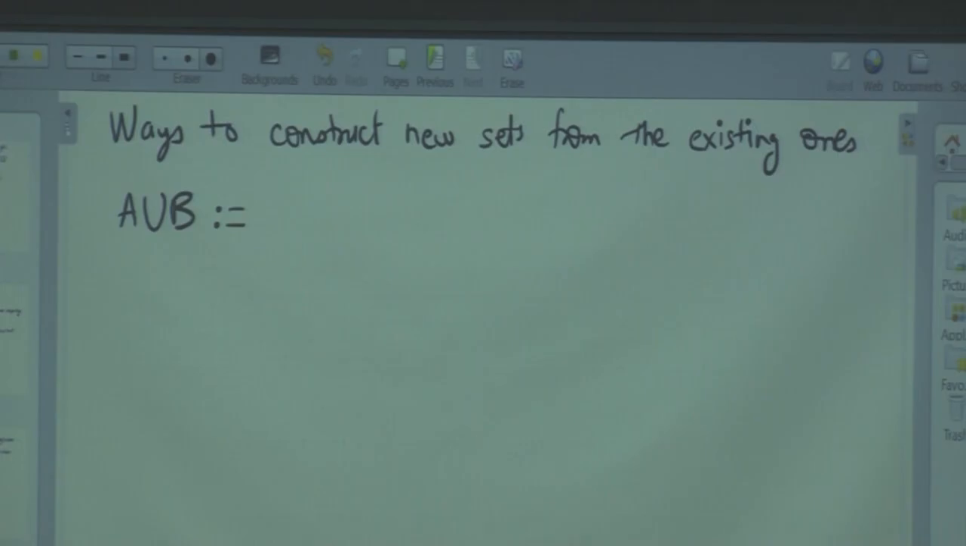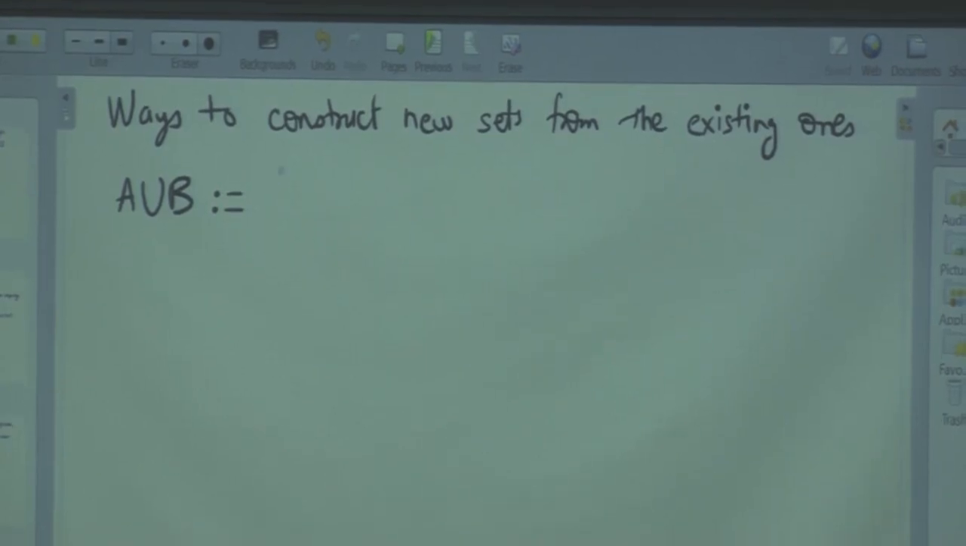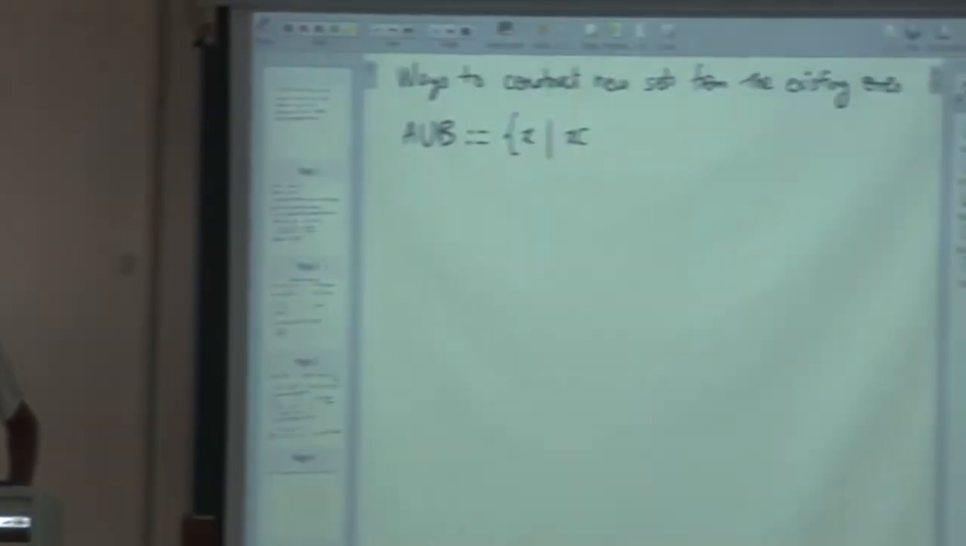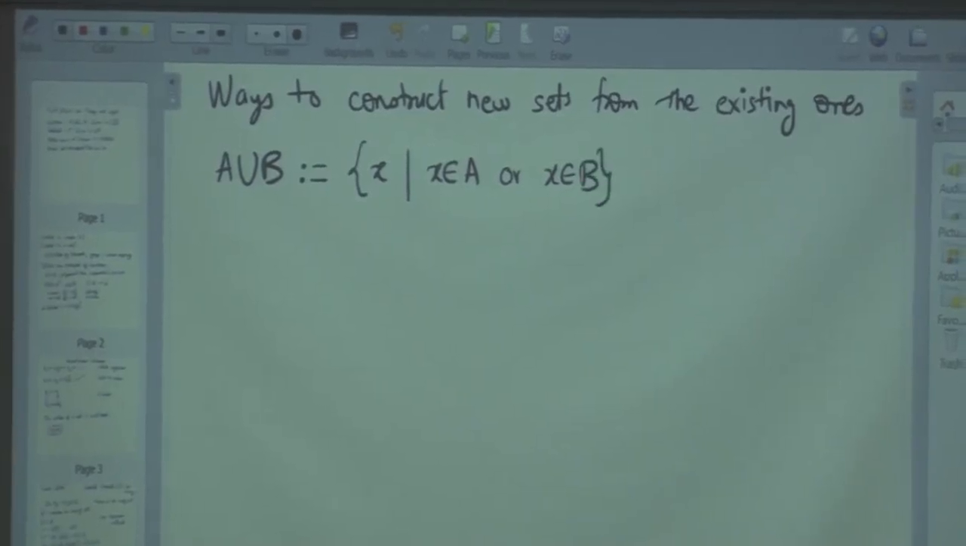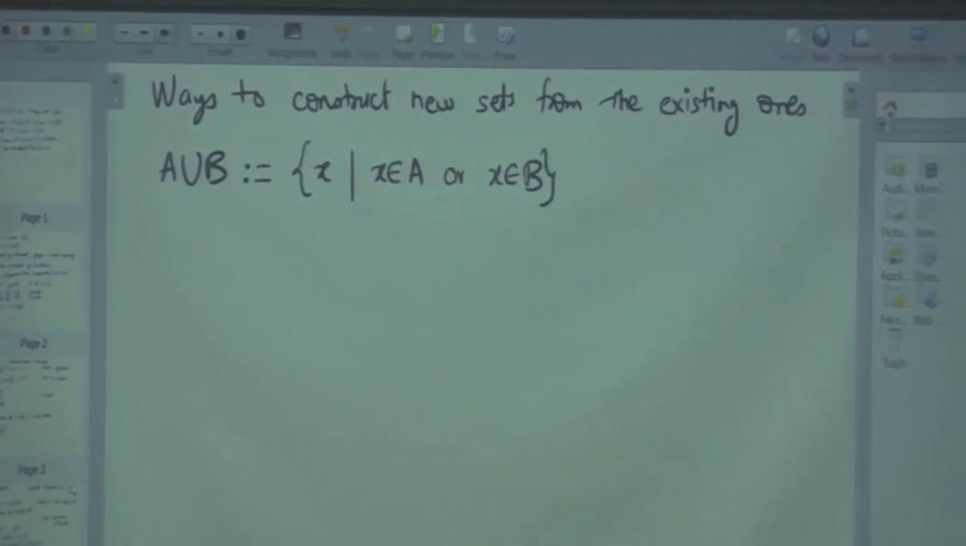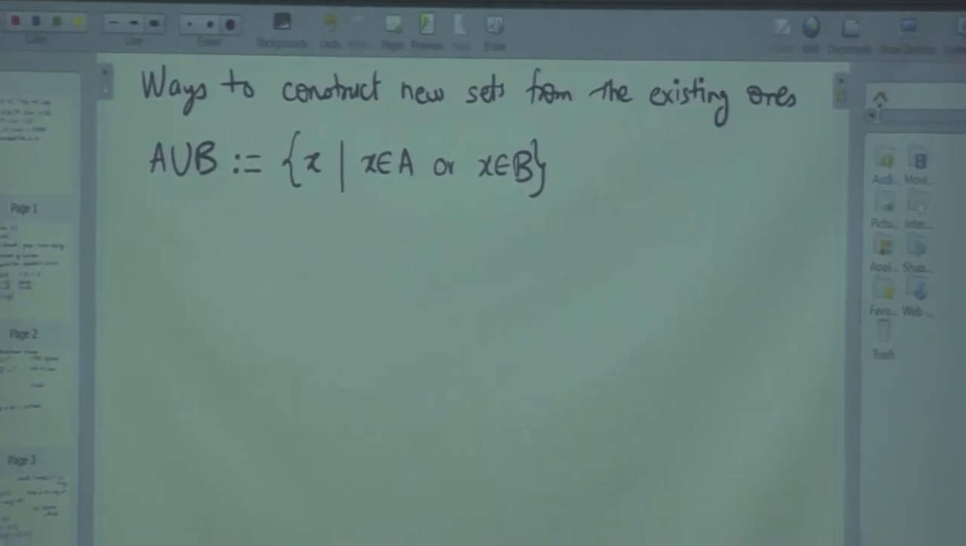Every element that belongs to A. Okay. How should I write that? For all x, no, I don't want to use the notation for all x. Can I write it in the set builder notation? I should just write x such that x belongs to A or x belongs to B. Yeah, no pairs are required here. Union means simply you collect elements from both sets.